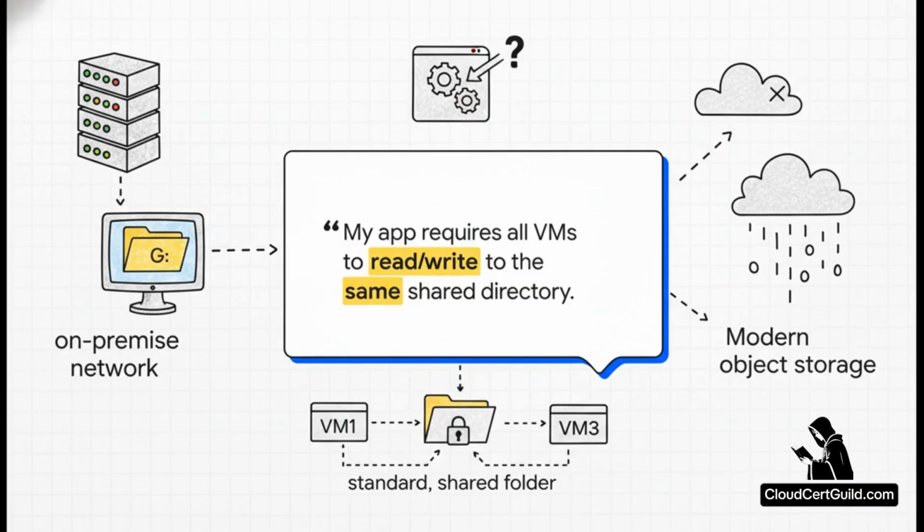You'd be surprised. The app, it's kind of like an old car that only runs on leaded gasoline. It just doesn't know how to handle modern object storage. It needs to see a simple shared folder, just like that G drive it's always been used to. It needs that familiar file system to read, write, and lock files.